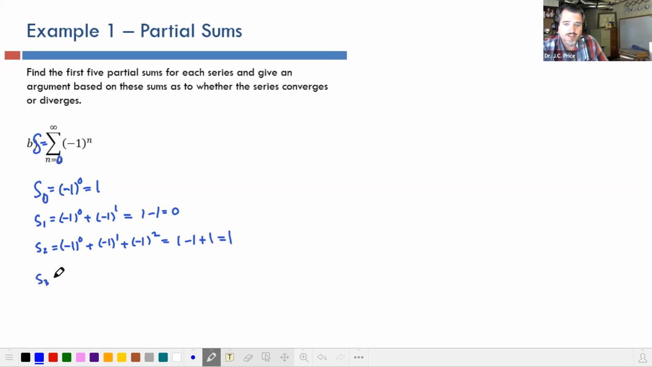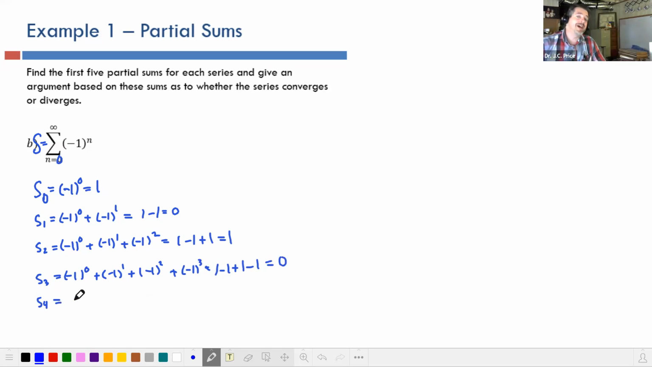Let's just keep writing it out. So S sub 3 is equal to, and that would be -1 to the 0, plus -1 to the 1, and then plus -1 squared, and then plus -1 cubed, which again is going to equal, you have 1 minus 1 plus 1 minus 1. It's going to equal 0. And I do it again. So S sub 4 is going to equal.